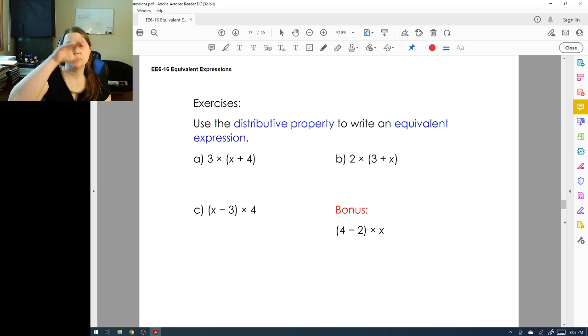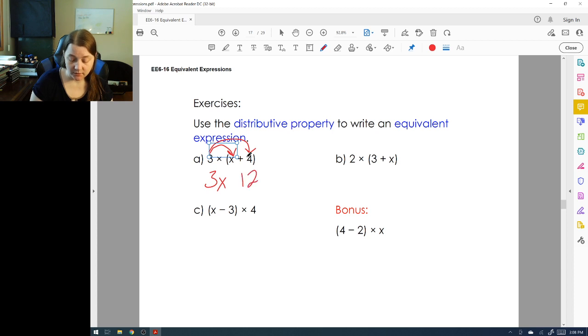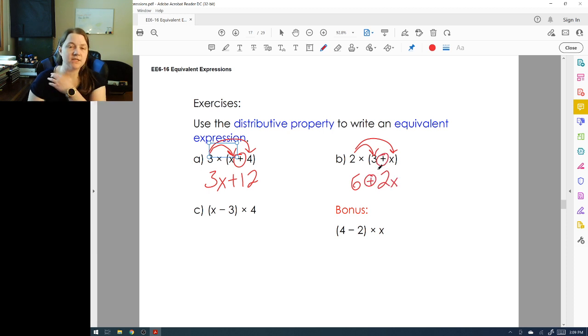So all I'm going to do is draw those arches. 3 times x is 3x. 3 times 4 is 12. There was an addition sign, so I'm going to put an addition sign. 2 times 3 is 6. 2 times x is 2x. So I'm going to go ahead and put that addition sign. Do you need to circle it every time? Absolutely not. But I don't want you to forget that it's there. So in the beginning, if it's a habit that you use, fantastic. But know that it's not necessary.